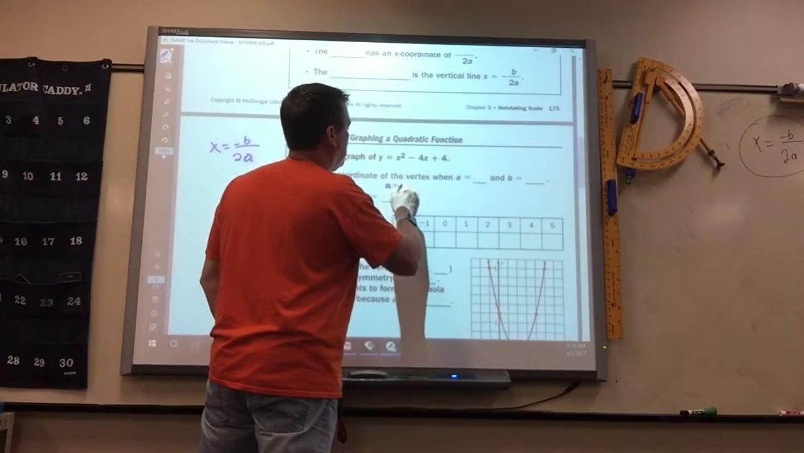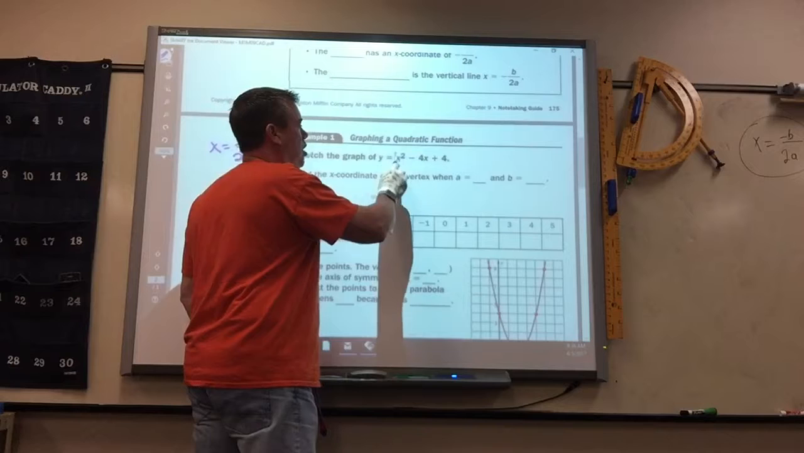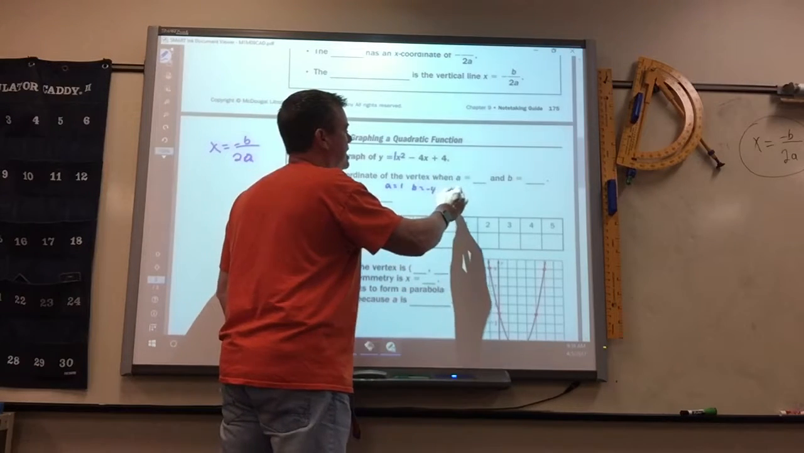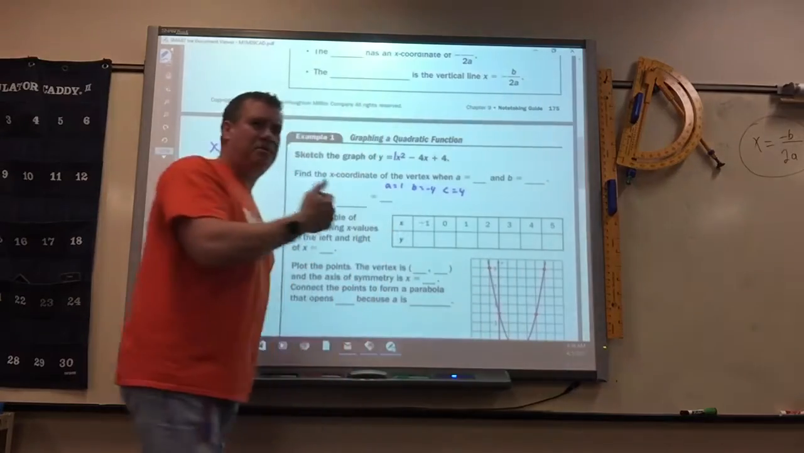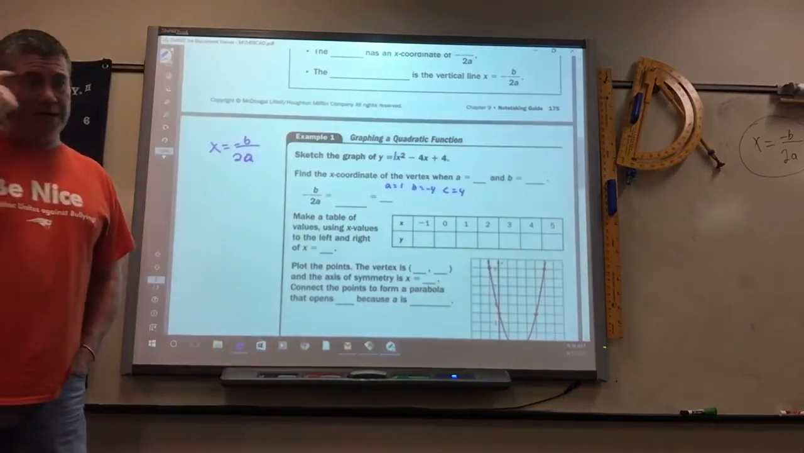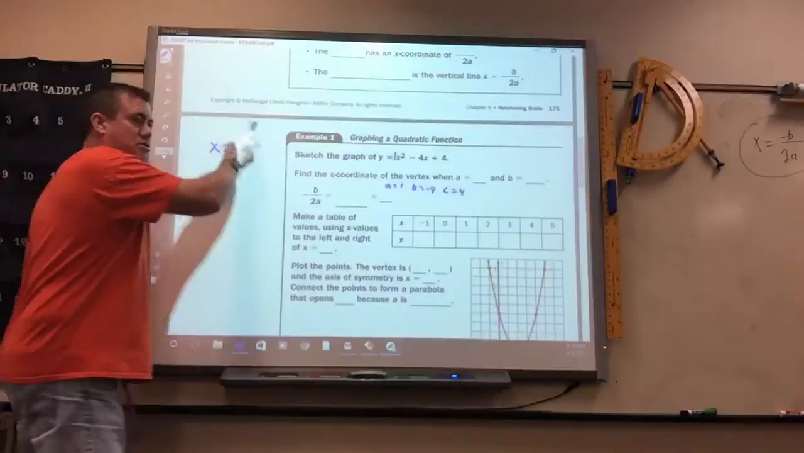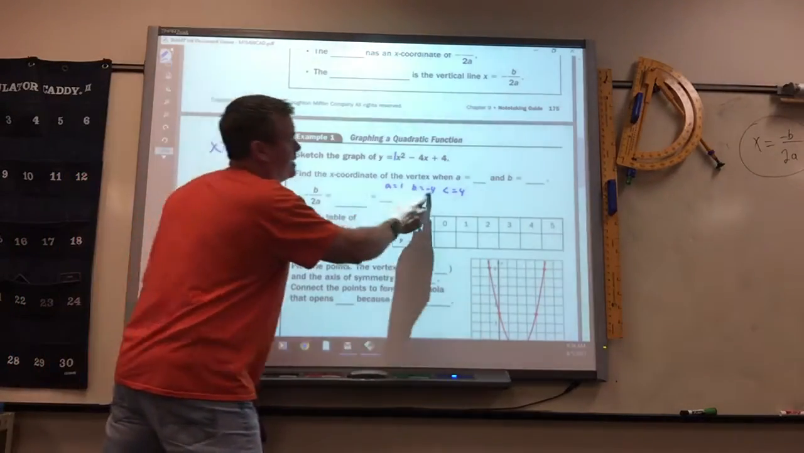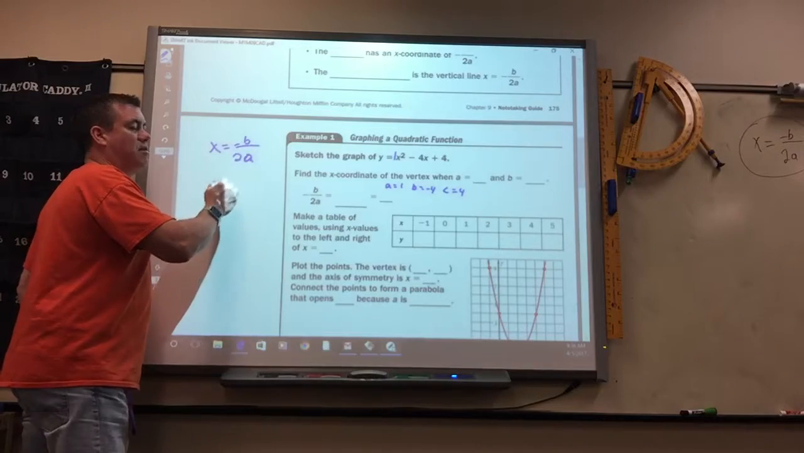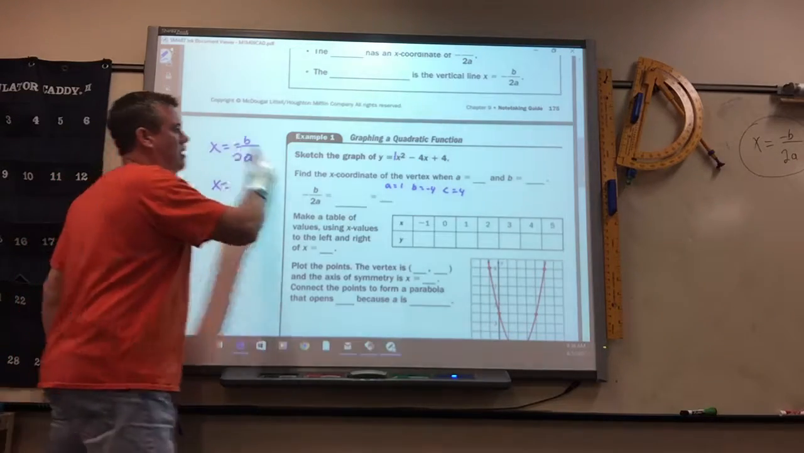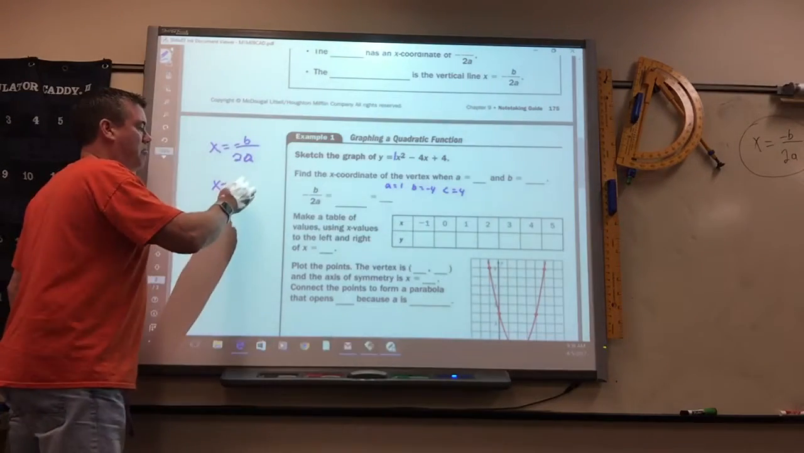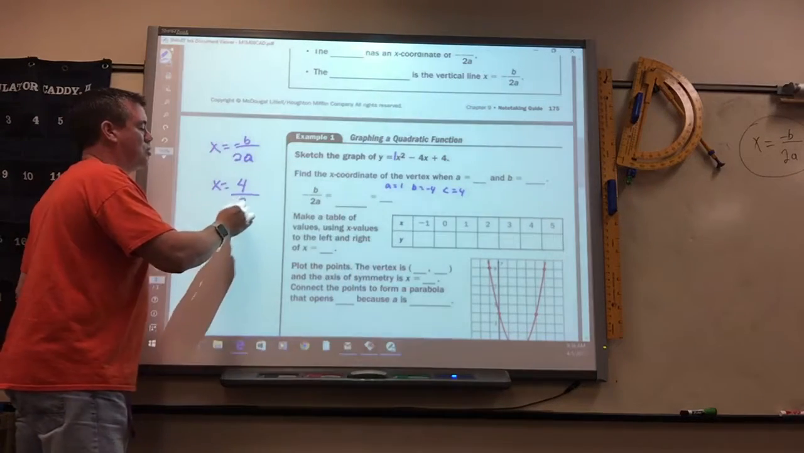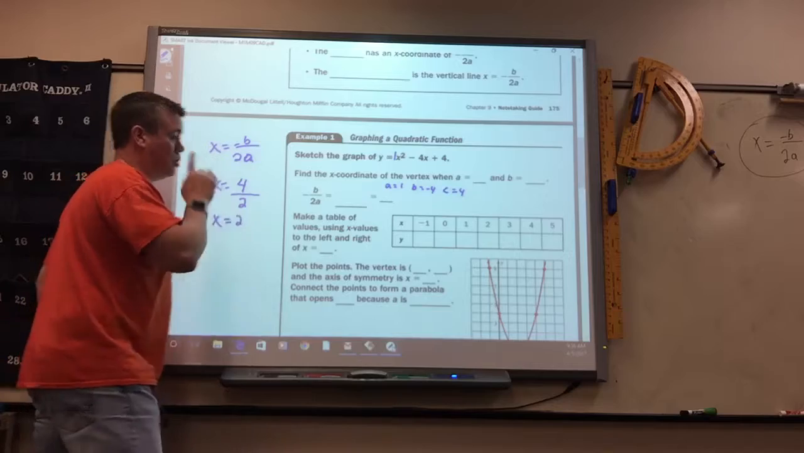So a is a 1, b is a negative 4, c is 4. And again, we don't use c yet, but eventually you will, so that's why I keep writing it down. So again, you start with negative b over 2a. Negative 4 turns to negative, negative, positive 4. 2 times a is 2, so x equals 2.